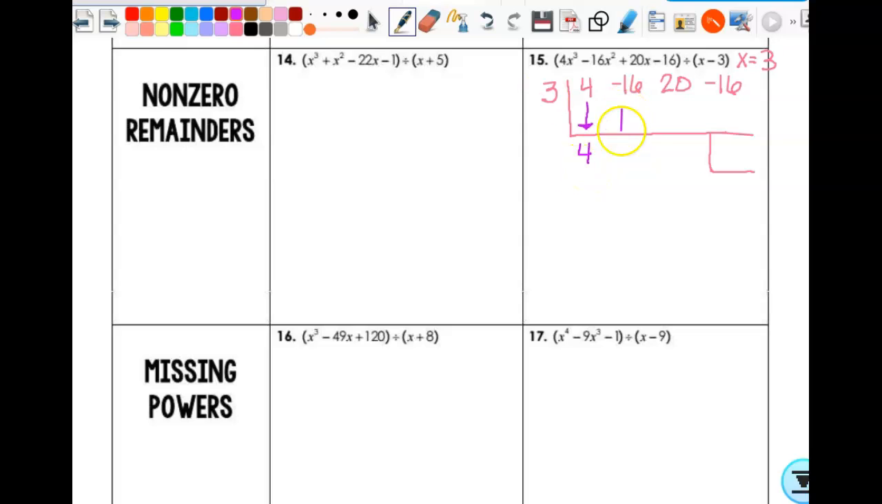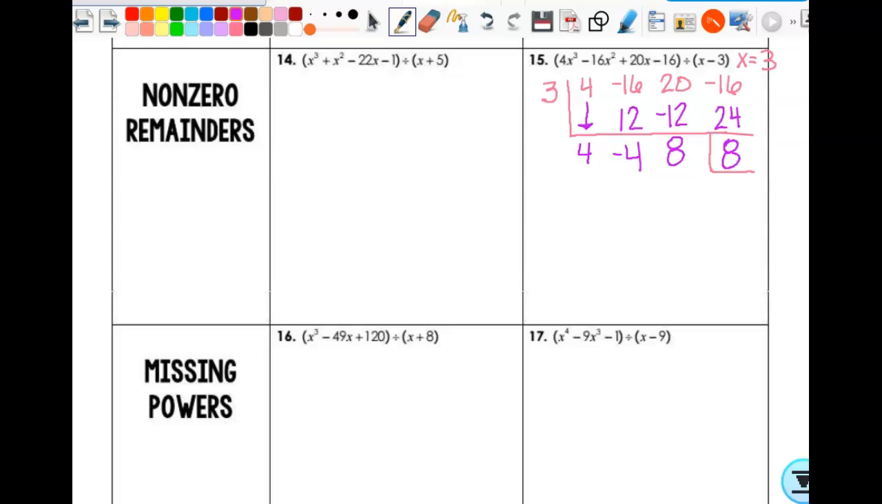3 times 4 is 12. Negative 16 and positive 12 is a negative 4. 3 times a negative 4 is a negative 12. 20 and negative 12 is 8. 3 times 8 is 24. Negative 16 and 24 is a positive 8. Everybody follow the process just fine? Okay, so now, is x minus 3 a factor of that polynomial?